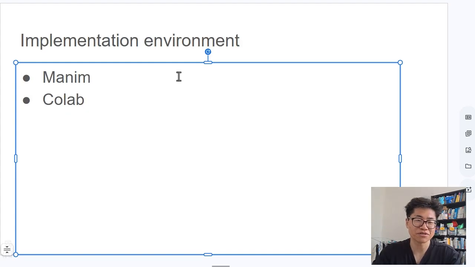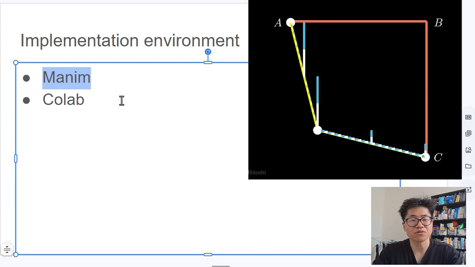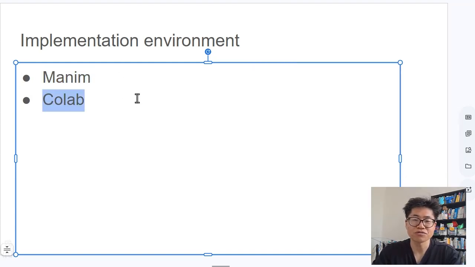For implementation, I love using 3Blue1Brown's Manim to visualize these concepts. Manim is an animation creation tool. For example, I made some animations using Manim. It's fun to create, but it is also time consuming for me. So today, I'll use Google Colab instead. I hope it simplifies things a bit.